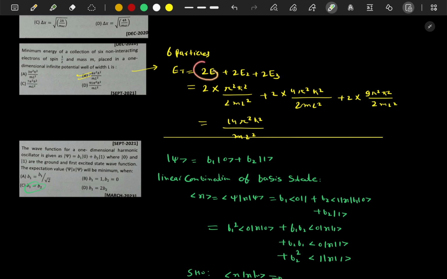Meaning 2 will go in E1, 2 will go in E2 and 2 will go in E3. This is how we will calculate the value. So just put 2 E1 equal to pi square h square upon 2m L square. Simply 2, 4 pi square h square upon 2mL square, and it will be 9, so it will be 14 pi square h square upon mL square.